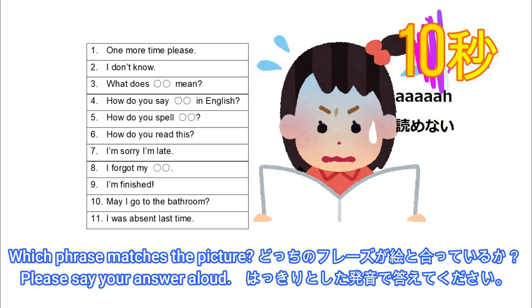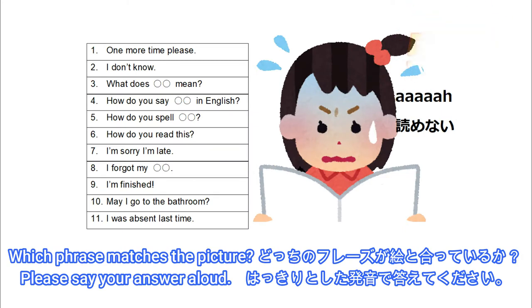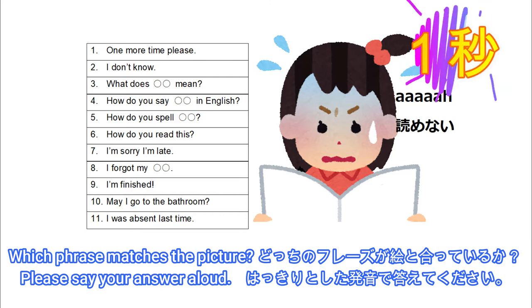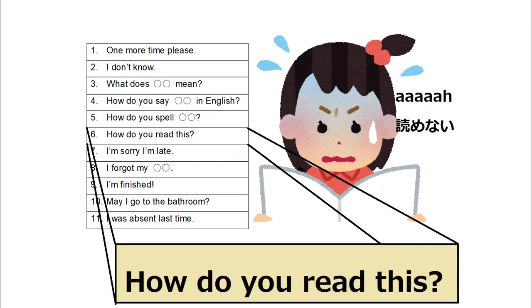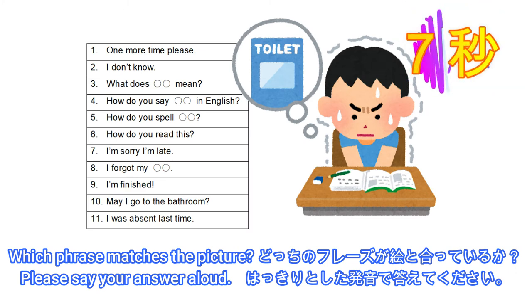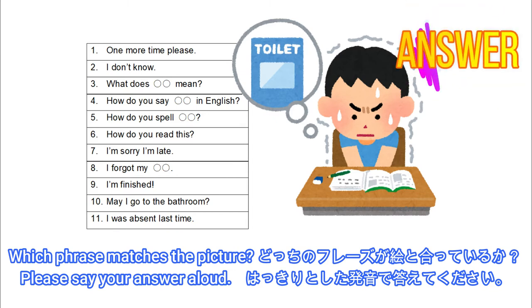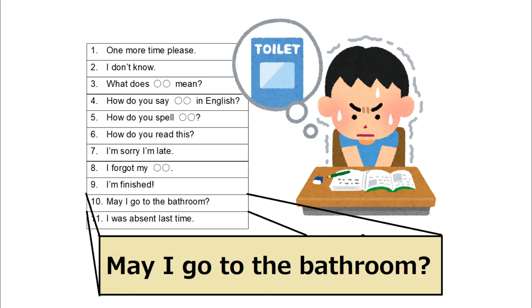And picture 5. How do you read this? And last, picture 6. May I go to the bathroom?